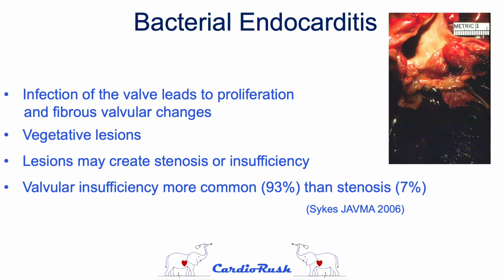Infection, which localizes on the valve, leads to proliferation and fibrous changes of the valvular tissue. These vegetative lesions can create either stenosis of the valve, insufficiency of the valve, or both. Valvular insufficiency is more common than stenosis, although some animals have both stenosis and insufficiency.